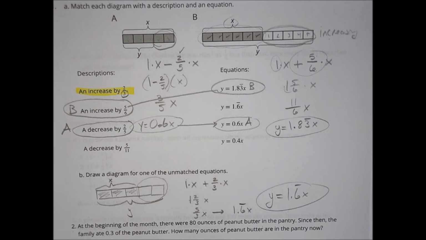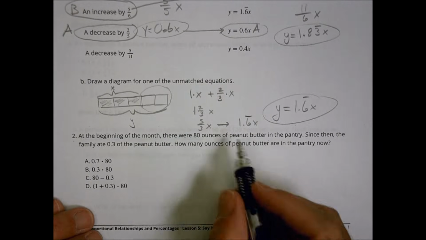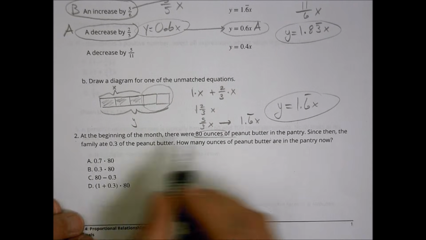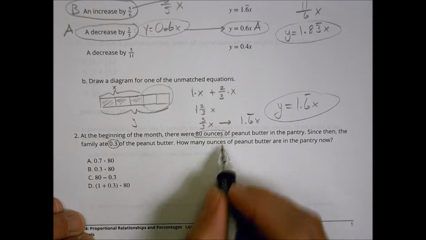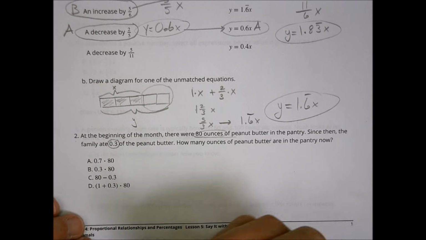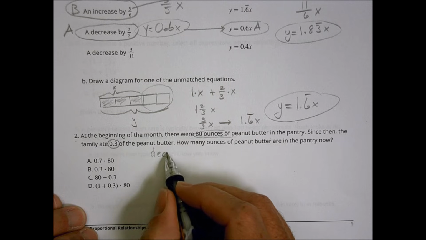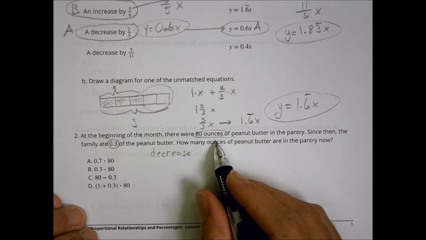All right, moving on. Number 2. At the beginning of the month, there were 80 ounces of peanut butter in the pantry. Since then, the family ate 0.3 of the peanut butter. How many ounces of peanut butter are in the pantry now? So they're eating something, so the peanut butter is going away, isn't it? This is going to be a decreasing kind of problem. We start with 80, and now we have less.